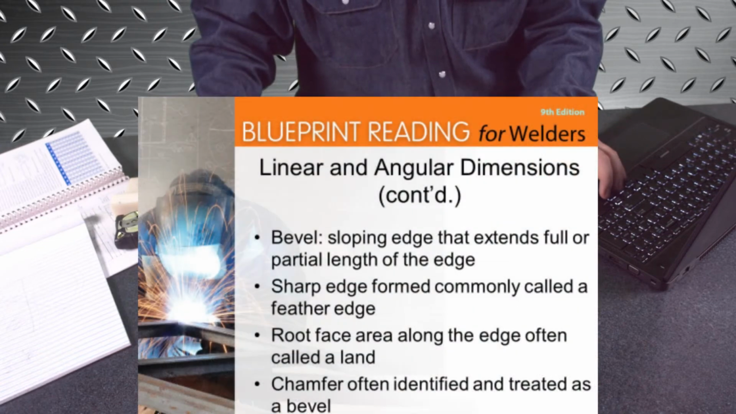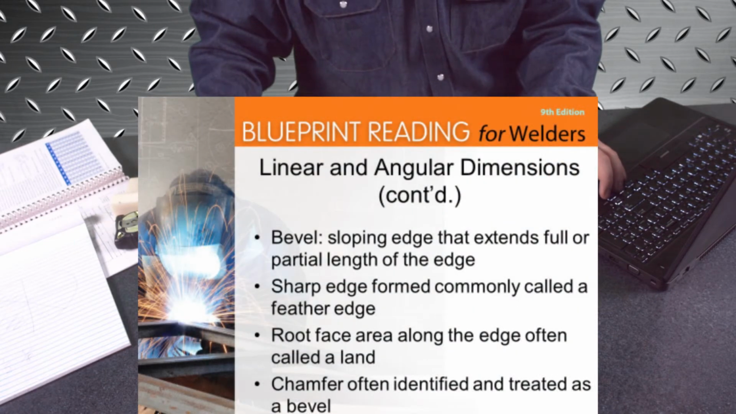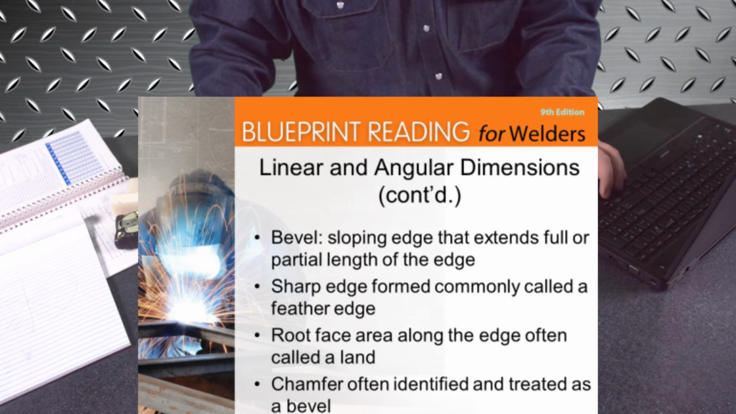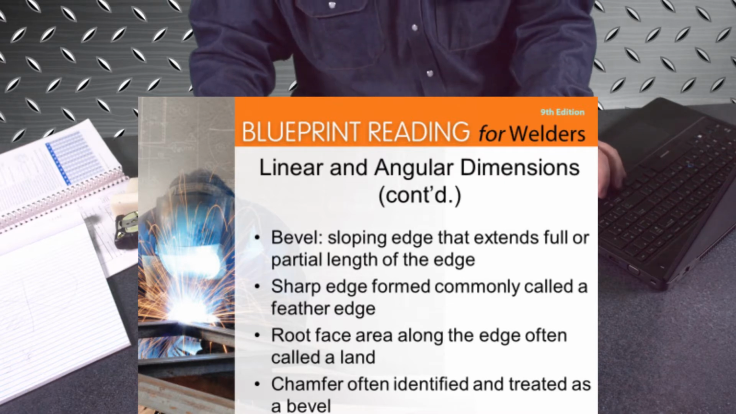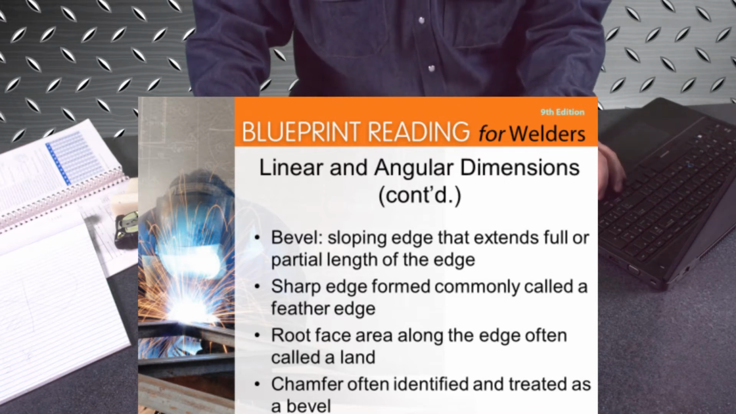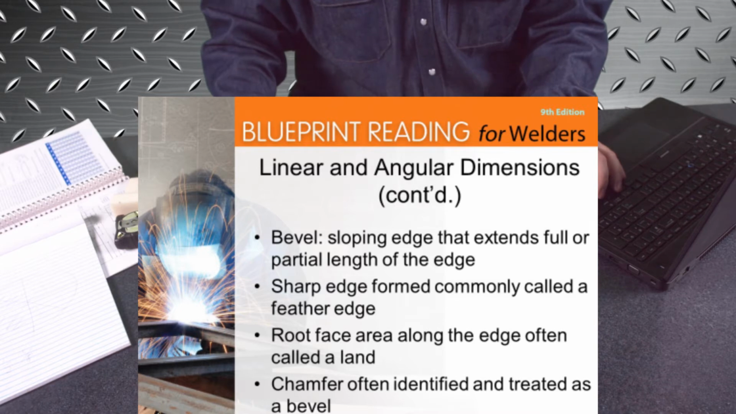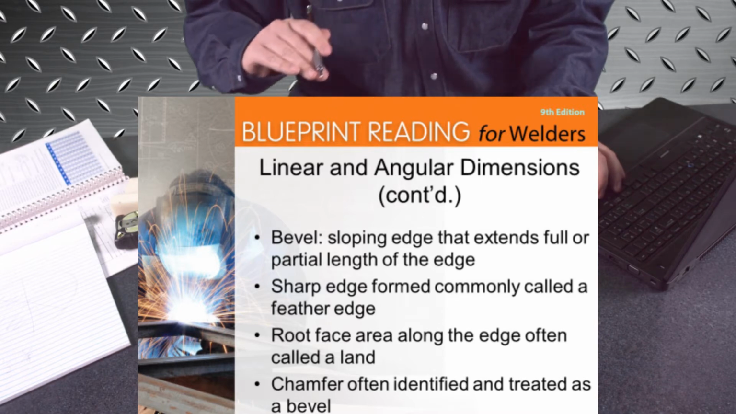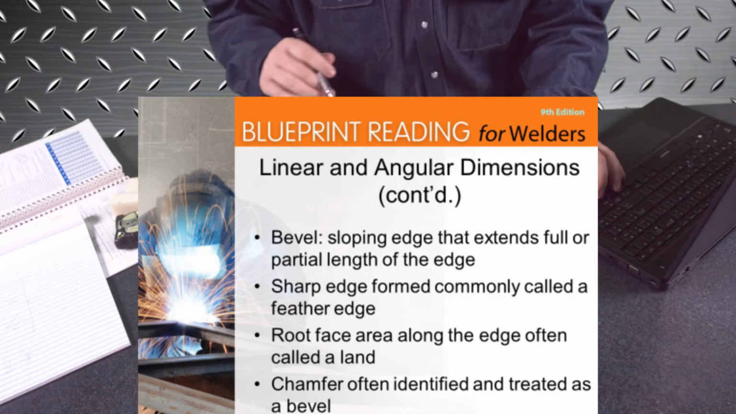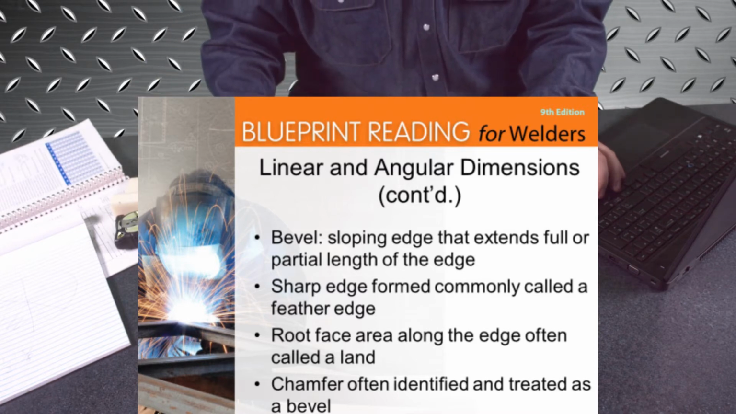A bevel is a sloping edge that extends fully or partially the length of an edge. The sharp edge formed at the end of a bevel is commonly called a feathered edge. If you were to flatten that edge, it would be the root face, the area along the edge, often called a land. So if you hear somebody referring to a land on a piece of pipe or a beveled edge, they're talking about flattening that feathered edge to give you a certain size land.